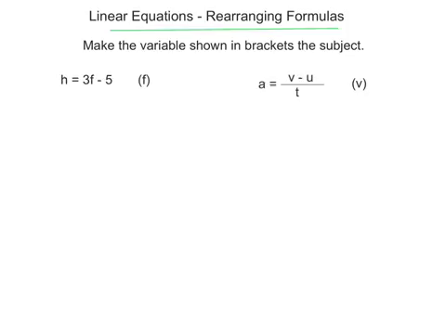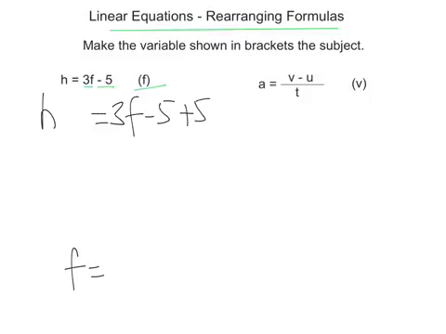The next question is asking me to make f the subject. So we want to have f equals down the bottom. So what's stopping f being by itself? The minus 5 and the 3 times. So let's get rid of the minus 5 first. So h equals 3f minus 5, so I'll add 5 to both sides. On the right hand side, minus 5 and plus 5 make 0. So h plus 5 equals 3f.